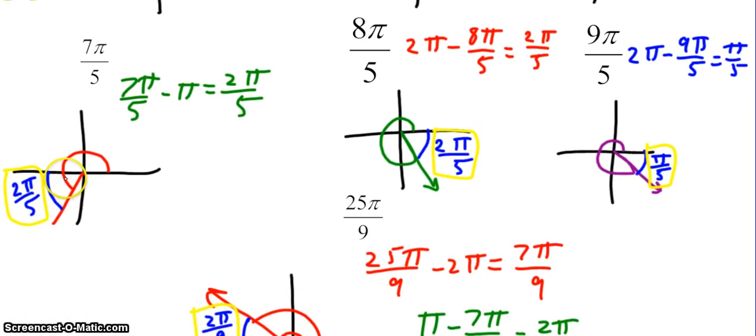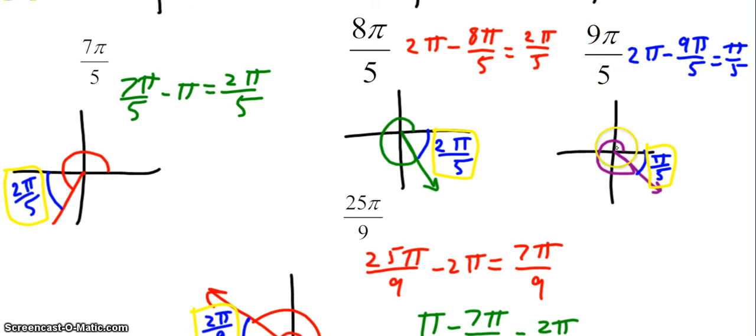Here again, I'm in the third quadrant for 7 pi fifths. So if I draw the picture out, I can ask myself, okay, what is the angle that I went past pi, and I went 2 pi fifths beyond pi, or 7 pi fifths minus pi is 2 pi fifths. 8 pi fifths is in the fourth quadrant. So now how much is left over to get to 2 pi? Because 2 pi is the x-axis in the fourth quadrant. And that's going to be 2 pi fifths again. Or 2 pi minus 8 pi fifths is 2 pi fifths.